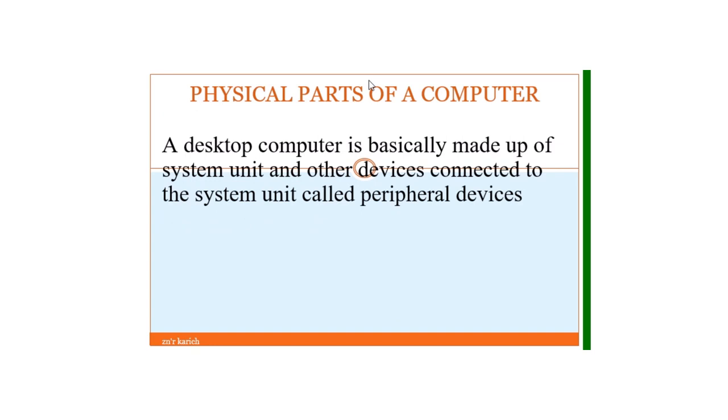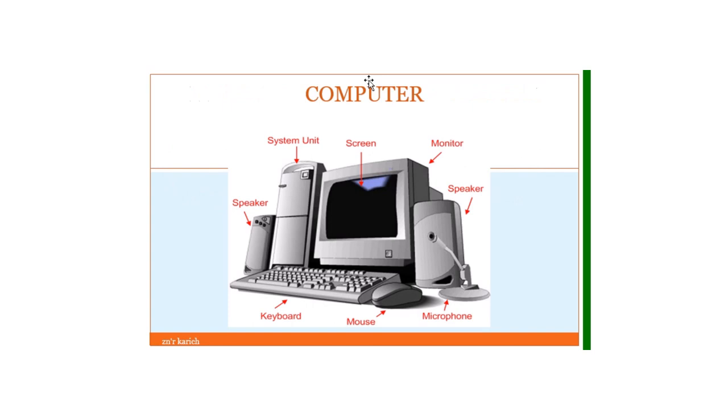The physical parts of a computer. Which are the physical parts of a computer? A desktop computer is basically made up of a system unit and other devices connected to the system unit. These devices that are connected to the system unit, we call them peripheral devices. In an example of a computer, you can see a system unit and all the other devices connected to that system unit, where we have the screen or the monitor connected to the system unit.